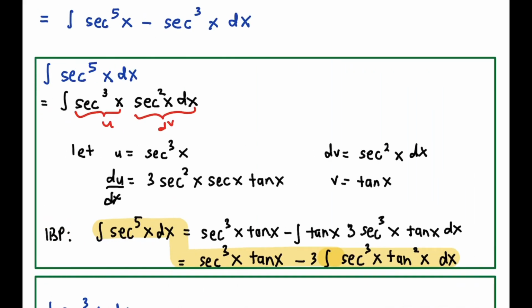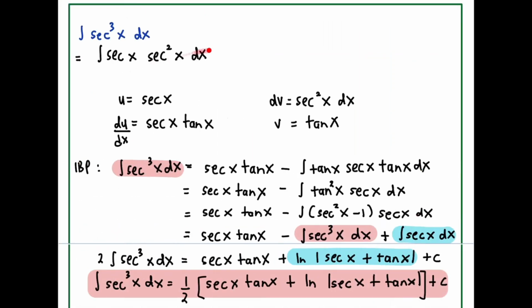So let's stop here first. Let's focus on the second one. Integrate secant cube x. So actually, we have done this before in the previous example. So you just split cube. This is just secant x secant squared x dx. So let this be u, let this be dv. Differentiate this and integrate this.